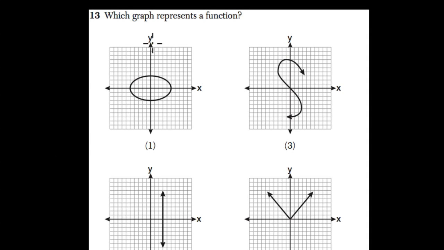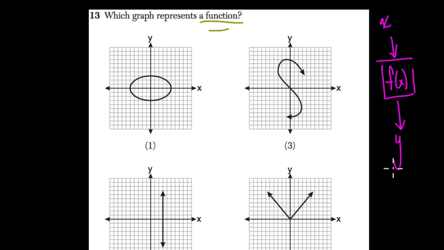Alright, so here they ask us which graph represents a function. Now a function is like a machine. The idea is that you take a value in your domain, let's say an x value. You plug it into the function, f of x, that's our function representation, and it spits out a y value, a specific y value.